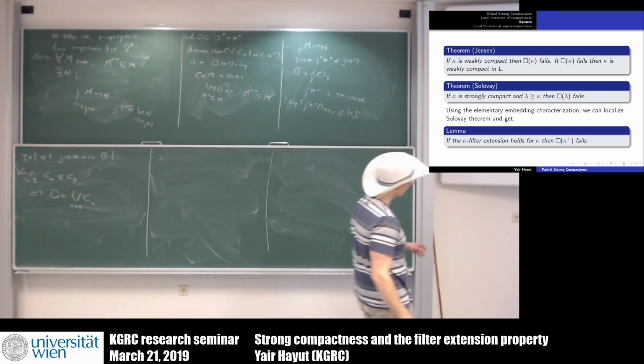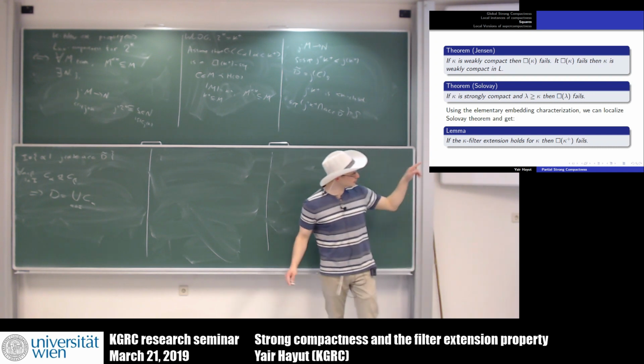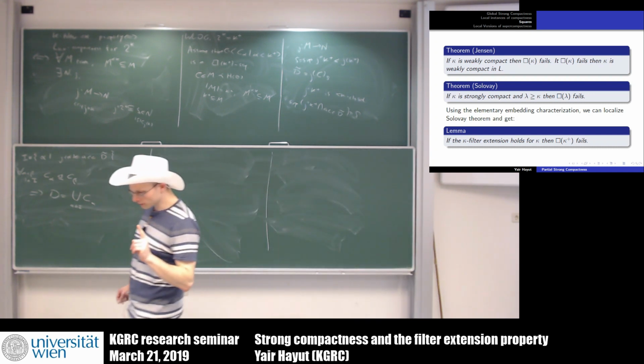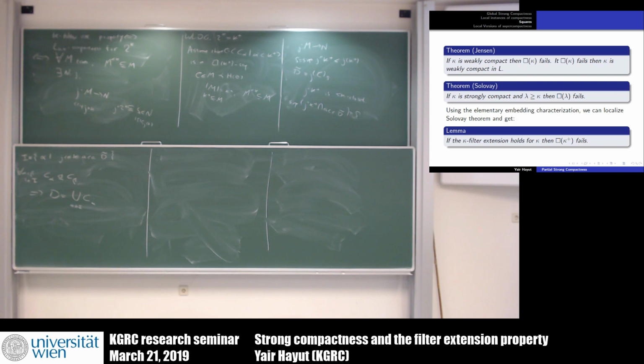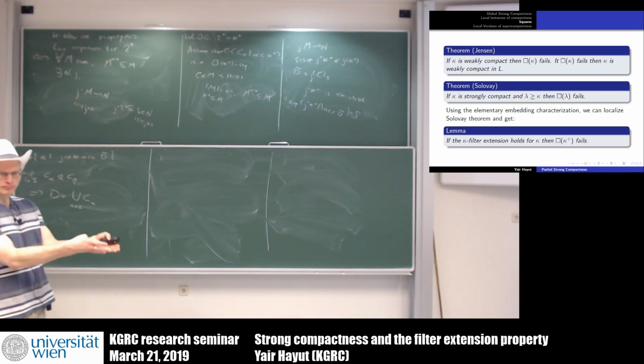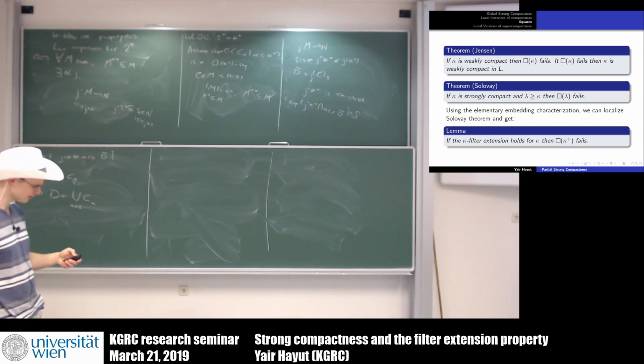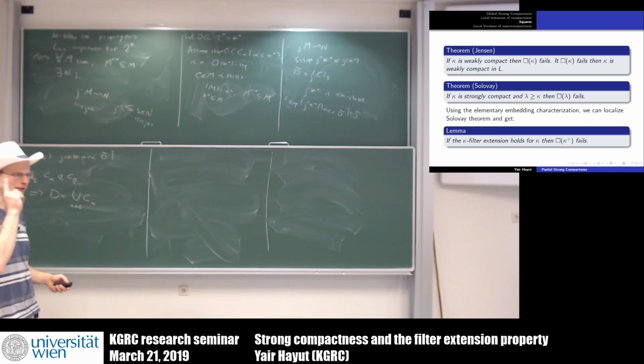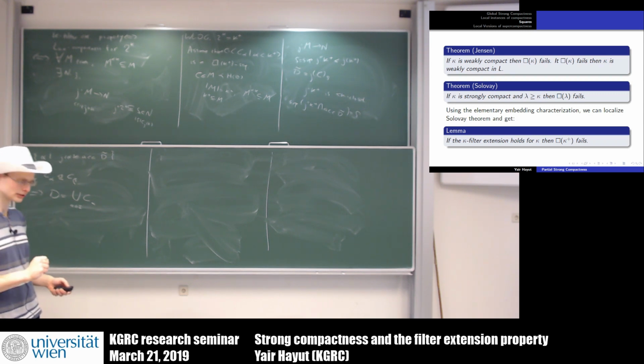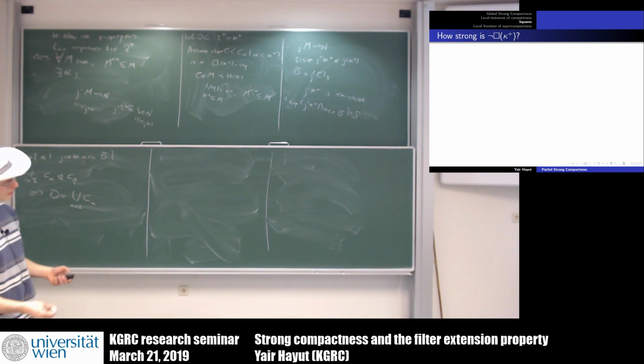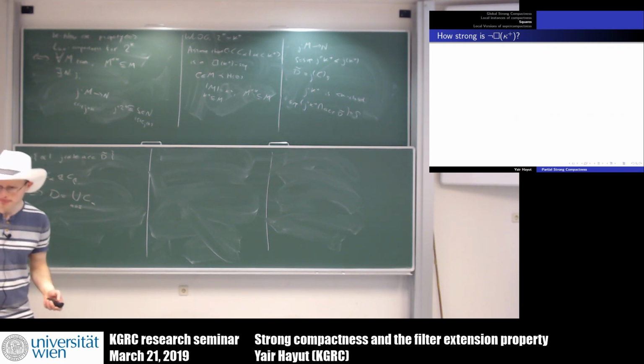So we get that the κ filter extension property implies failure of square not at κ but at κ⁺. Well, also at κ, of course, because it means that κ is measurable. And it is an easy fact: if κ is even weakly compact, then square of κ fails. So we have failure of square at κ and also square at κ⁺. Yes, makes sense. So how strong is the failure of square of κ⁺?